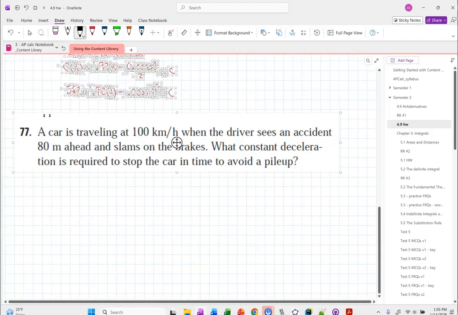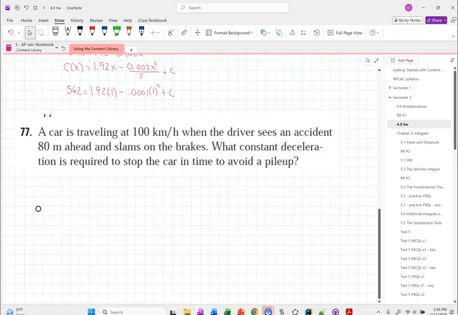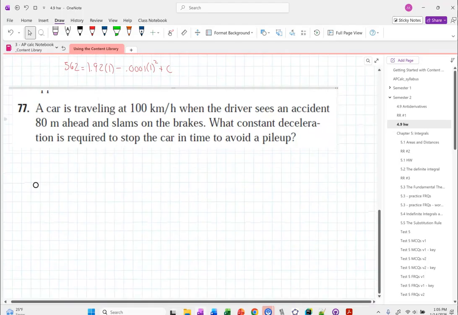So a car is traveling at 100 kilometers per hour when the driver sees an accident 80 meters ahead, this must be why 80 was in my brain, because we did this second hour, and slams on the brakes. What constant deceleration is required to stop the car in time to avoid a pileup? Everybody okay with thinking about the situation? About what's happening? I know that this is like an acceleration, velocity, position problem, right?